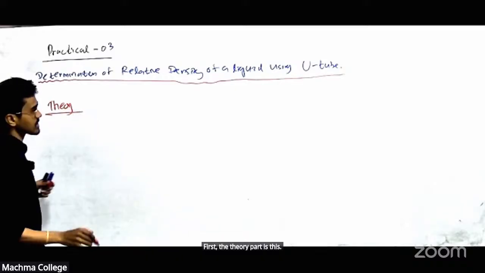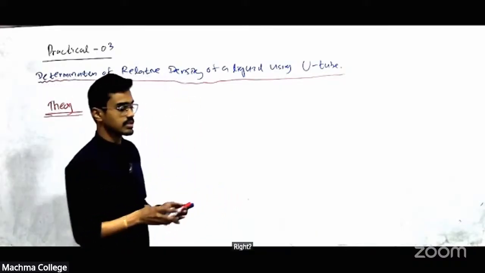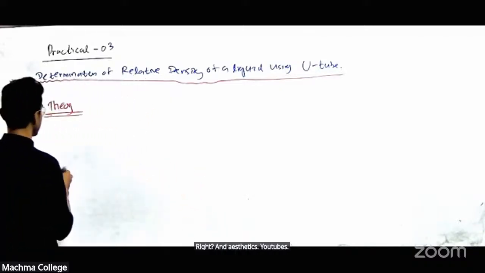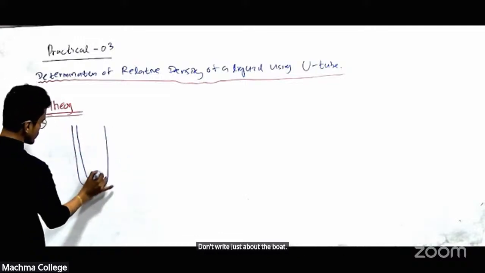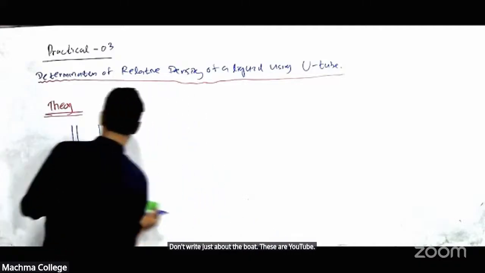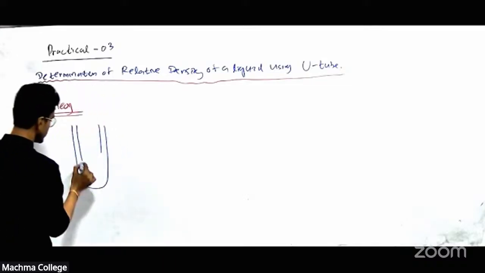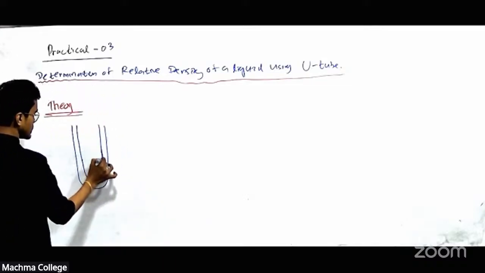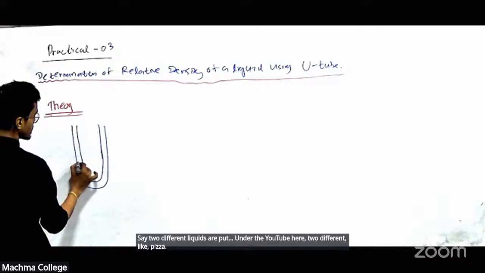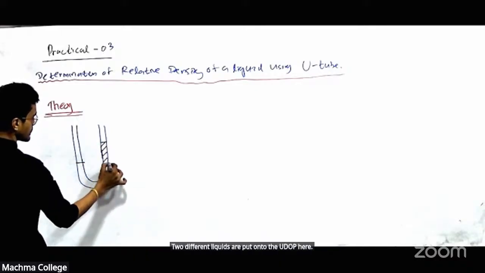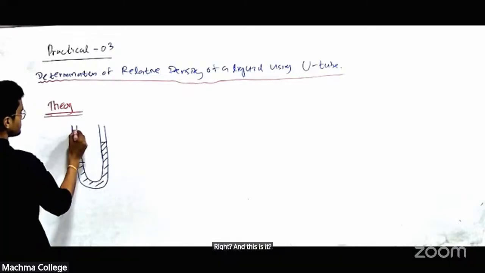Now, this is an experiment which comes in hydrostatics. The theory part comes in hydrostatics. Right? Hydrostatics. U-tubes. See, this is a theory. Look at the board. Don't write, just look at the board. This is a U-tube. Say two different liquids are put onto the U-tube here. This is one of the liquids. And this is the other liquid here.